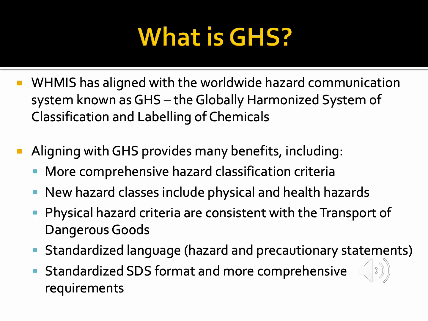What is GHS? WHMIS has aligned with the Worldwide Hazard Communication System known as GHS, the Globally Harmonized System of classification and labeling of chemicals. Aligning with GHS provides many benefits, including more comprehensive hazard classification criteria. New hazard classes include physical and health hazards. Physical hazard criteria are consistent with the transport of dangerous goods. Standardized language, standardized SDS format, and more comprehensive requirements.